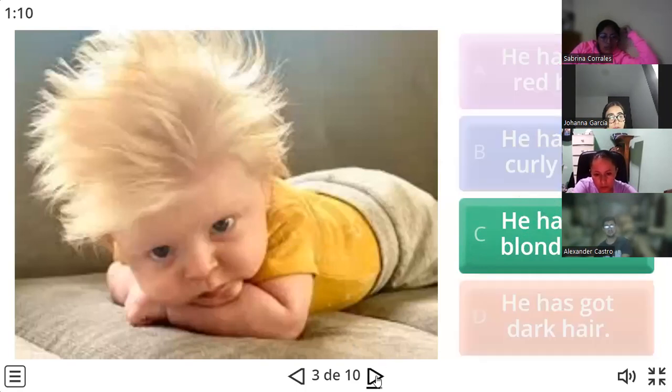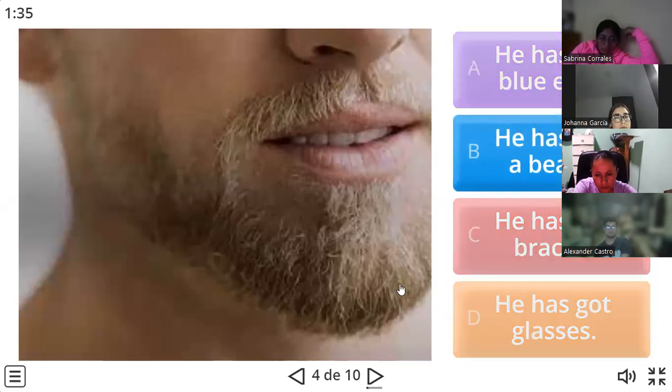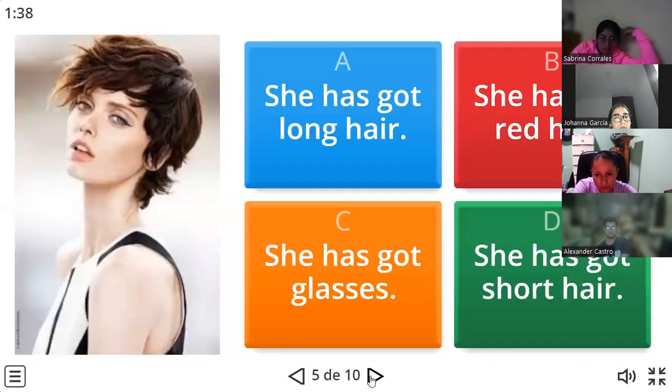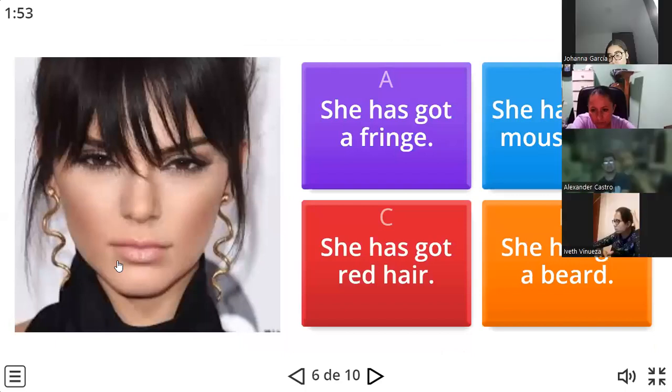Good, blonde hair, good. What about this bird? These are not eyes, right? A beard, this hair in here, and this. It's like Alexander. I think you got a beard, right? Just like Alexander. Yeah, so he has got a beard. But this is like a kind of a blonde beard, right? Because it's blonde. What about this lady? Short hair. She has got short hair. Short hair, right? Yes, excellent. Okay, good. Let's keep going.